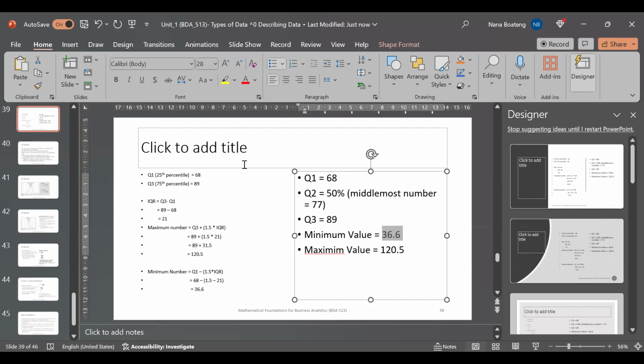So in our data set, since we do not have any value that is less than 36.6 or above 121, then there are no outliers in this data set.